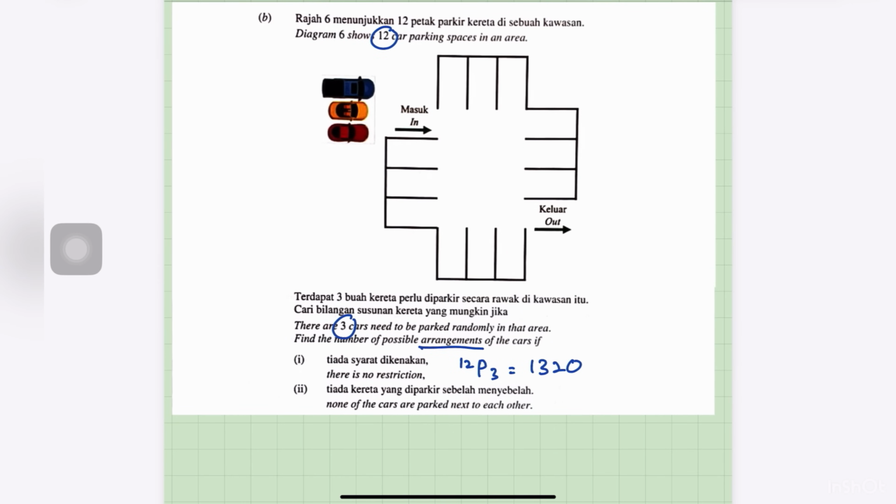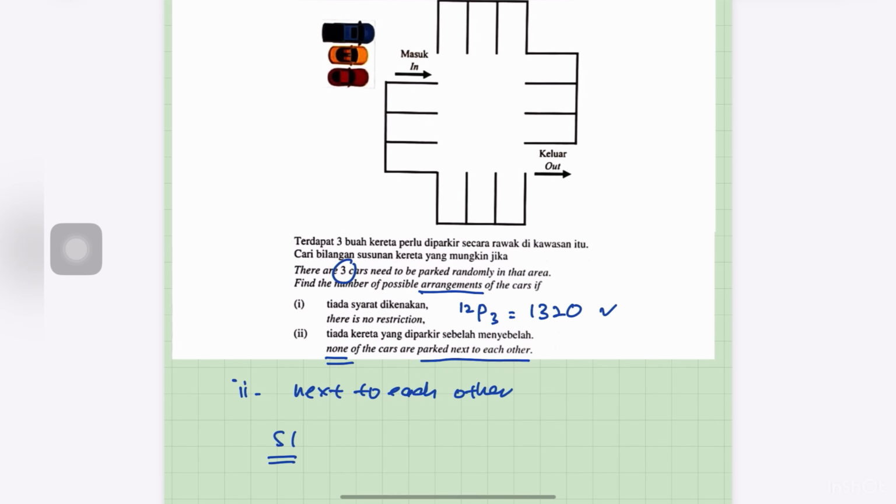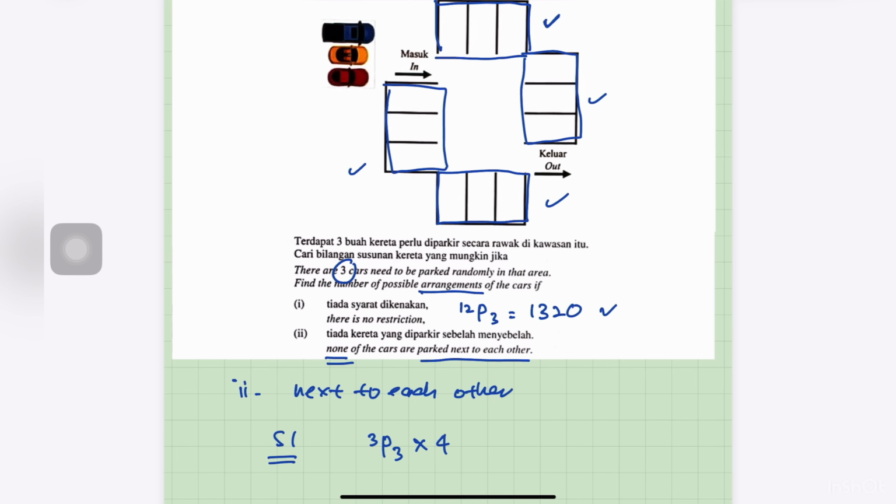Roman 2, none of the cars are parked next to each other. Okay, so it wants none parked next to each other. So we can use the total, which is this one, minus those parked next to each other. So we first find those that are next to each other. Okay, parked next to each other has 2 situations. Situation 1, if all three are parked together. For example, all three here. So we have 3 parking lots and 3 cars, so the arrangement is P. So 3 parking lots, 3 cars, so 3P3. But it may be here, here, or here. There are 4 possibilities. 1, 2, 3, 4. So multiply by 4. Okay, this is the situation when 3 cars are next to each other.